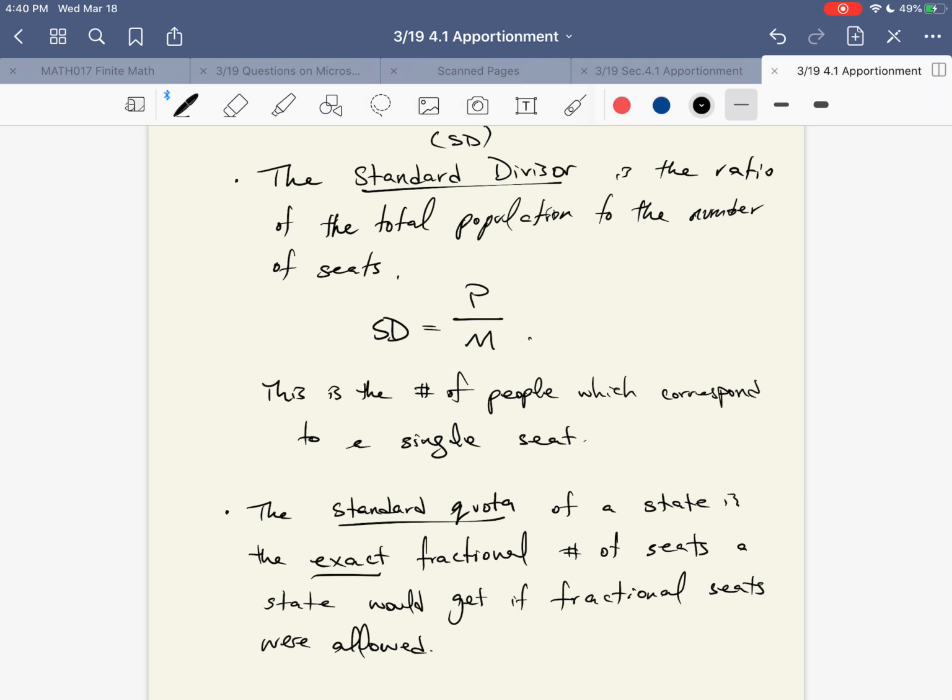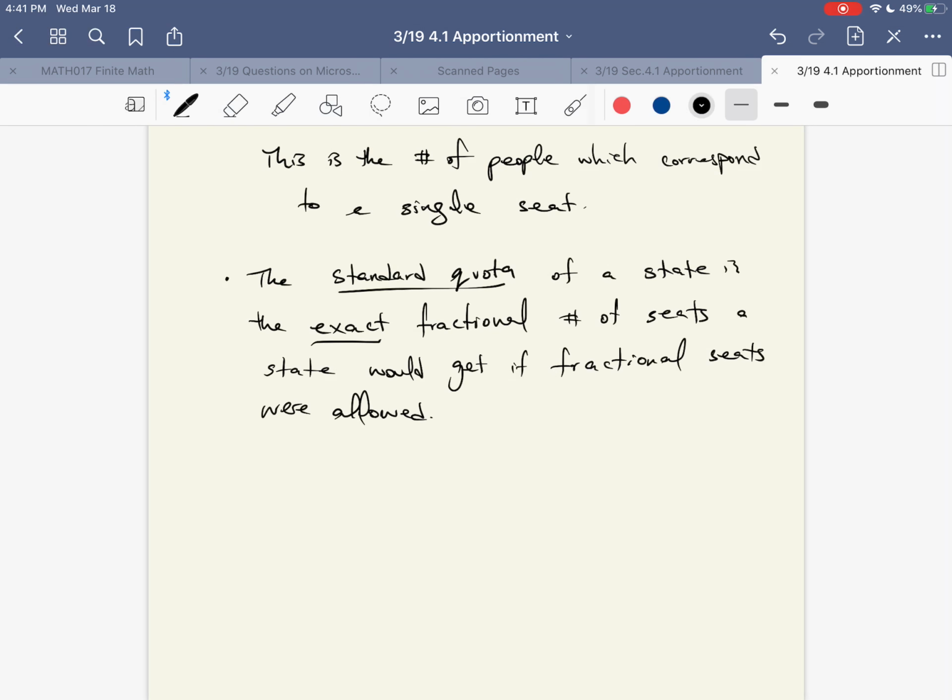So a standard quota can be a whole number, and that's all good. But most of the time it isn't going to be a whole number. This is because our populations will often be very big in the examples we're talking about, and the number of seats might be big too, so it gets very unlikely that they will divide each other evenly. So the standard quota is helpful to know. It tells you how many seats a state thinks it should get, but it's not necessarily realistic, because in reality we have to either round that number down or round it up to give them a whole number of seats.